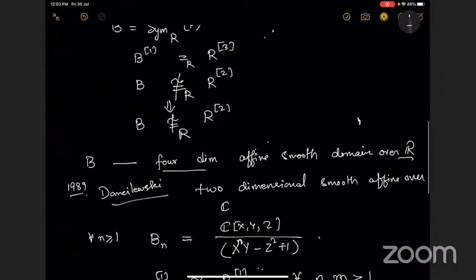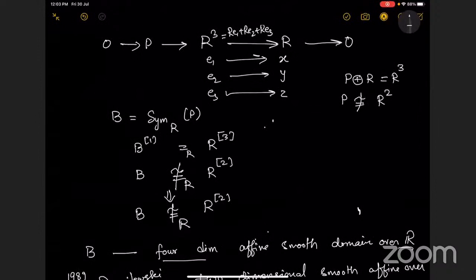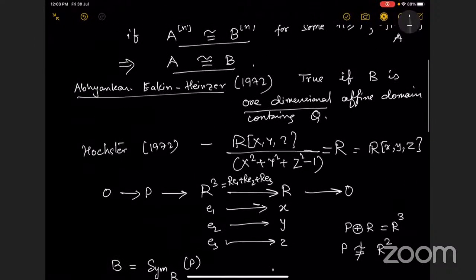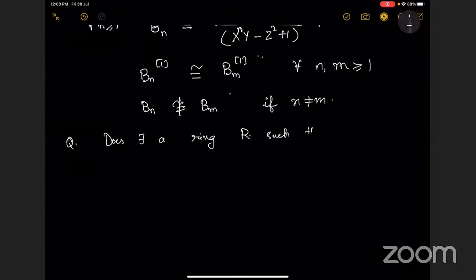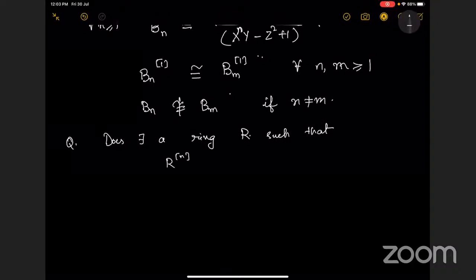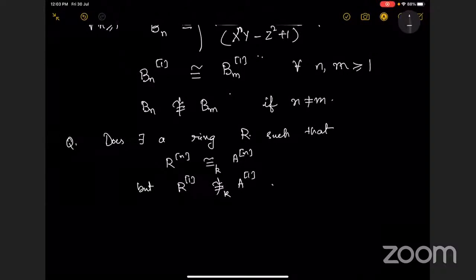But these examples, this example of Hochster and Danielewski, if we look at it carefully, in this example, if I adjoin one variable, they become stably polynomial. So a natural question which one can ask is, does there exist an affine K-ring R such that R[n] is isomorphic as a K-algebra to A[n], but R[1] is not isomorphic to A[1]? So does there exist some ring like that?